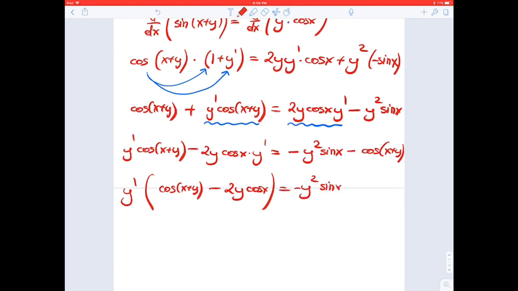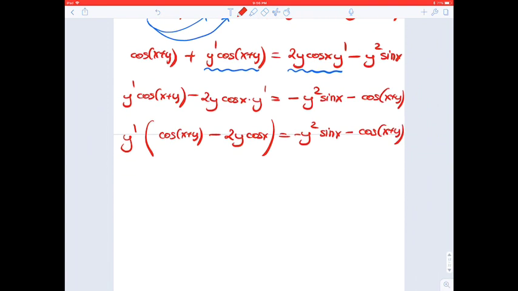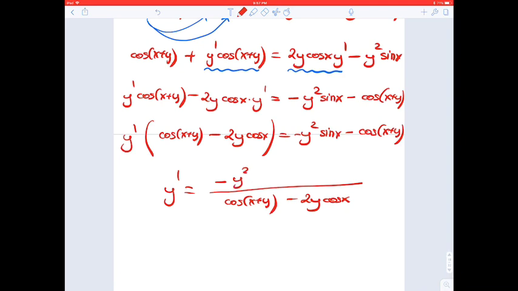Cosine of x plus y minus 2y cosine of x, and copy that side. And now the last step is just to divide both sides of the equation by cosine of x plus y minus 2y cosine of x. And this was on my right hand side.